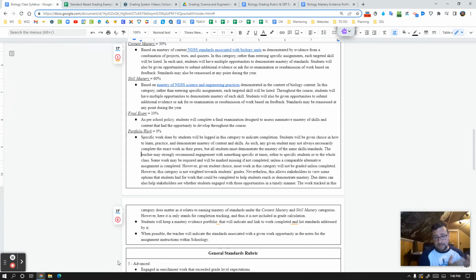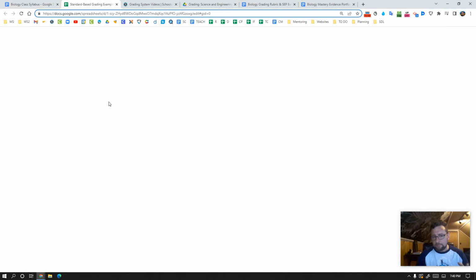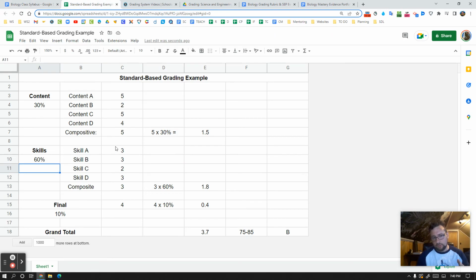So this final counts for 10% of their grade. How does it work all together? Now, I'm going to do a simplified example because in my class, you're going to have multiple content standards and at least 8 mastery skills in terms of the science and engineering practices, plus 4 bonus skills. So it's going to be a lot of actual grades in the actual grade book. But to make the example simpler, I'm only going to look at 4 pieces of content and 4 skills.